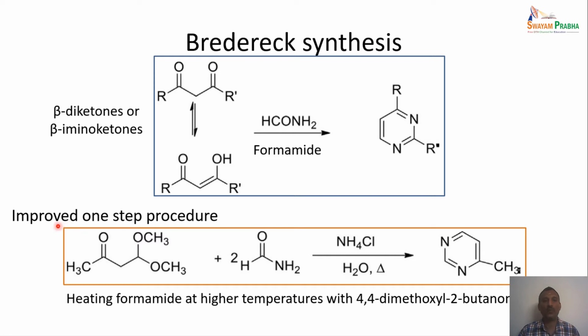And there is another improved synthesis where we heat formamide at high temperatures with 4,4-dimethoxy-2-butanone. This is the keto derivative here, and this is the aldehyde, which is protected here. So the keto aldehyde is nothing but a dicarbonyl compound. The dicarbonyl compound, when treated with the amide derivative in the presence of ammonium chloride at a very high temperature, leads to the substituted pyrimidine derivatives.